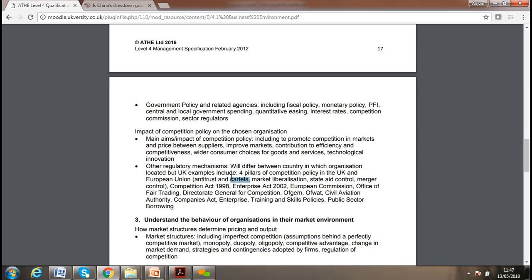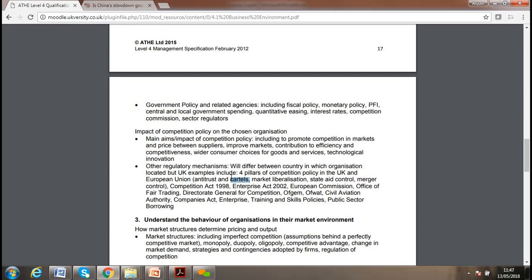Market liberalization. So the market needs to be liberalized. Yes, market forces control the price, not the individual. State aid control. Yes, government can control and regulate the industry, but the market forces can decide the price. Merger means two companies come together and merge for common purposes. Competition Act we have, that's the regulatory. Under the Competition Act, we are not allowed to fix the price.